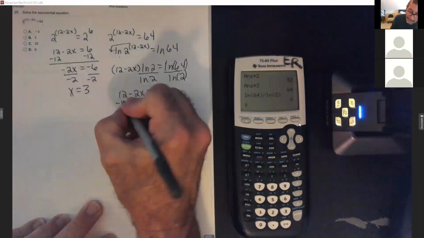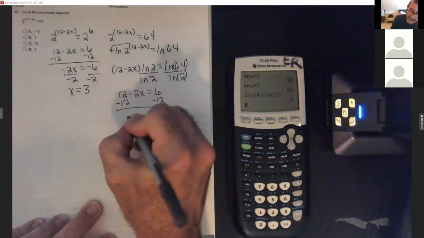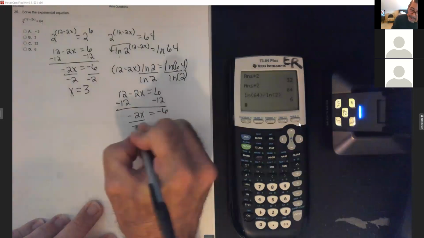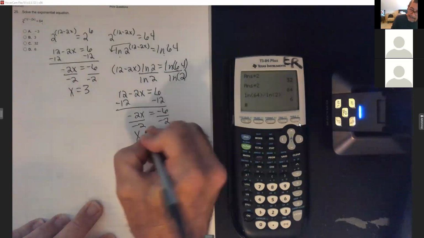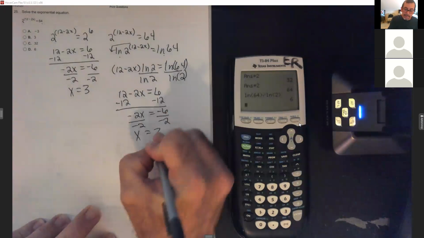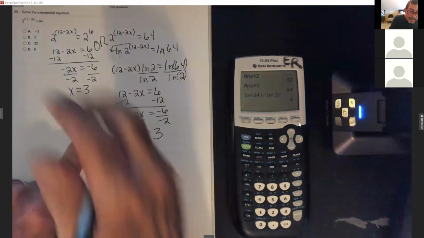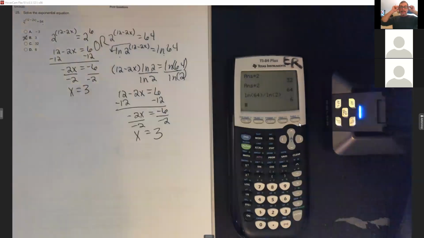Minus 12. Negative 2x would equal negative 6. And then divide by that negative 2 and get x is a positive 3. So on this problem, either way will give me a 3, which is sitting right there at my B.